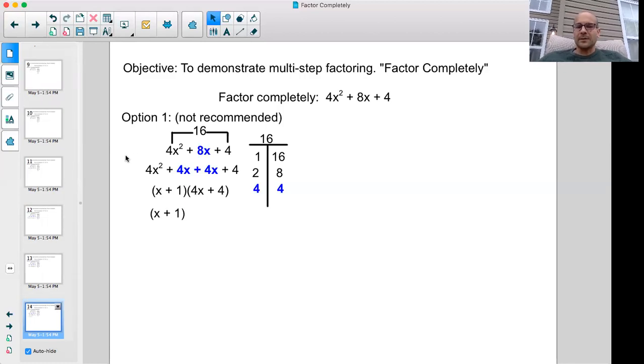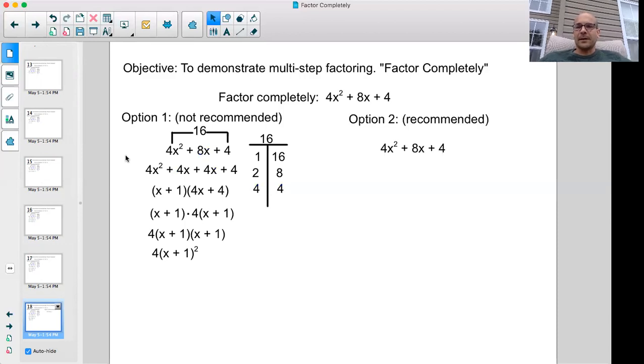So the x plus 1 is fine, that's factored, but this 4x plus 4 is equivalent to 4 times x plus 1. So the fully factored expression from the beginning would have all 3 of those factors, and you might bother to write it like that. Not recommended, probably because when you see what is recommended, it's going to look a lot smoother, I think.